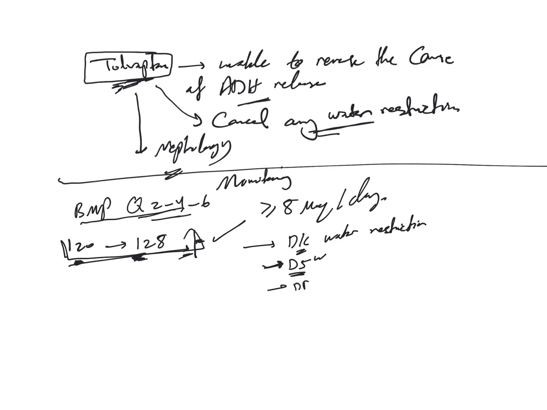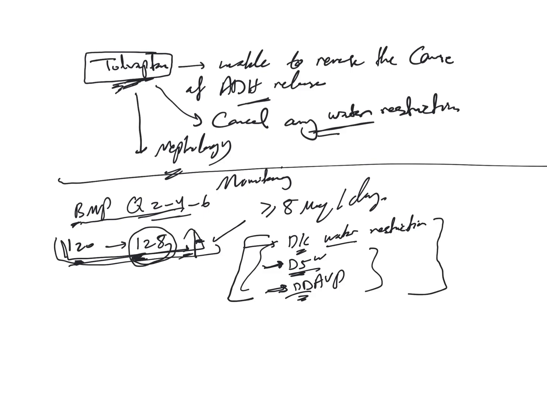And we use DDAVP. We can use it nasally or IV. DDAVP is like vasopressin, a synthetic, right? It works like ADH. So here we're trying to slow down. We give this and continue monitoring sodium, because our goal is to keep this around 128 until the next day. How do you expect who will correct quickly?